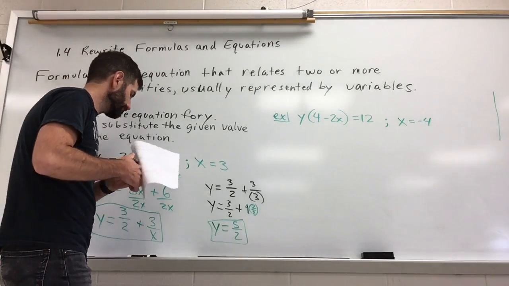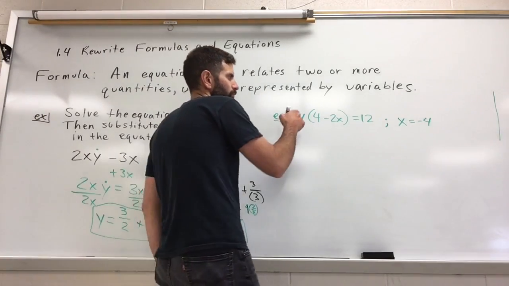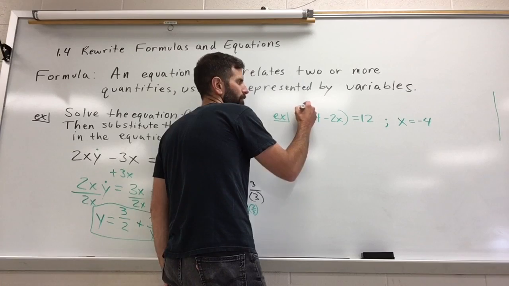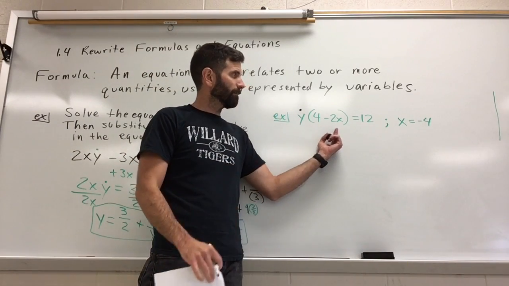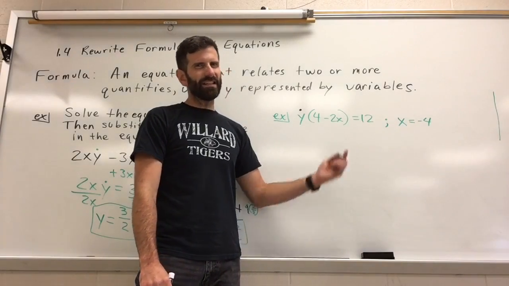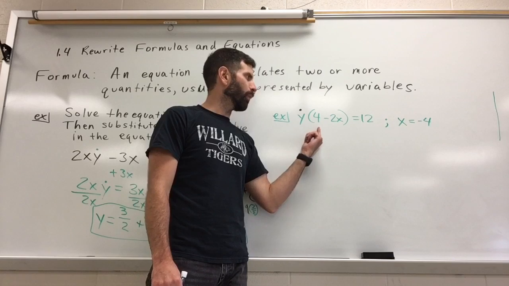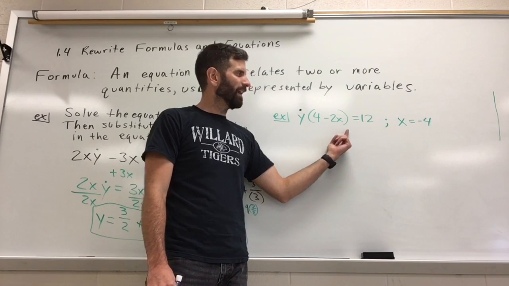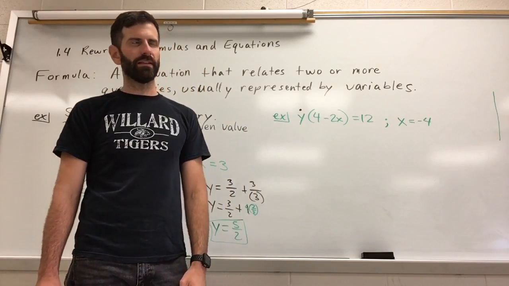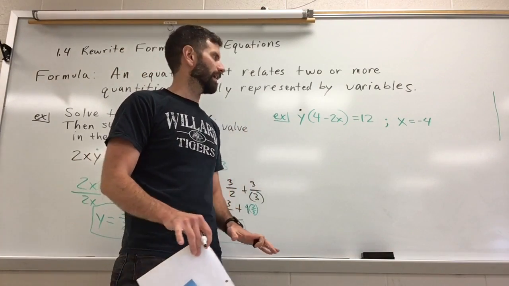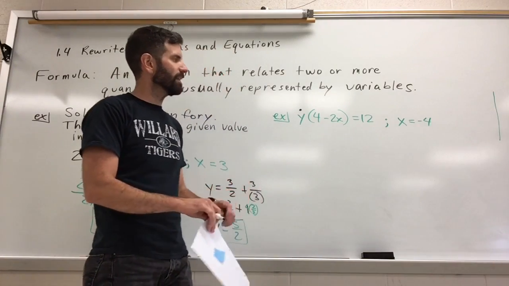So, trying to get y by itself, you might be tempted to distribute the y. But in a sense, that's going to complicate things. Because when I distribute that y, I'm going to have 4y minus 2xy. I'm then going to have to solve for y, and I'm going to have 2 of them to deal with. So let's avoid that. Let's hold our horses here. Don't distribute.